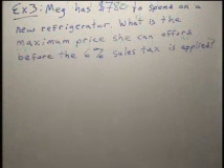Here's one more example. Meg has $780 to spend on a new refrigerator. What is the maximum price she can afford before the 6% sales tax is applied? In other words, she can't buy a refrigerator that costs $780 because once the tax is applied, that will exceed her budget. So how much can she afford?